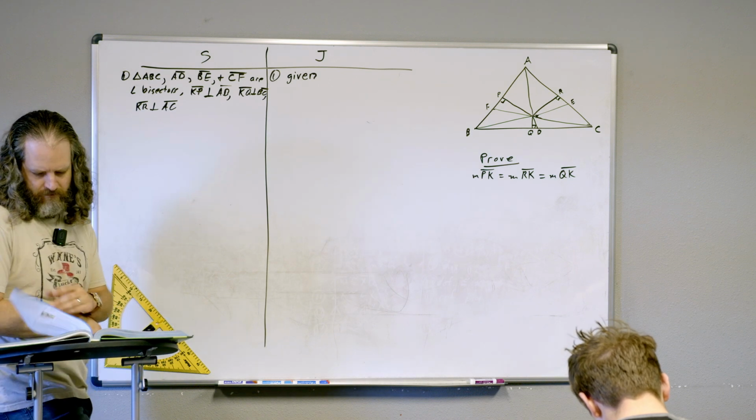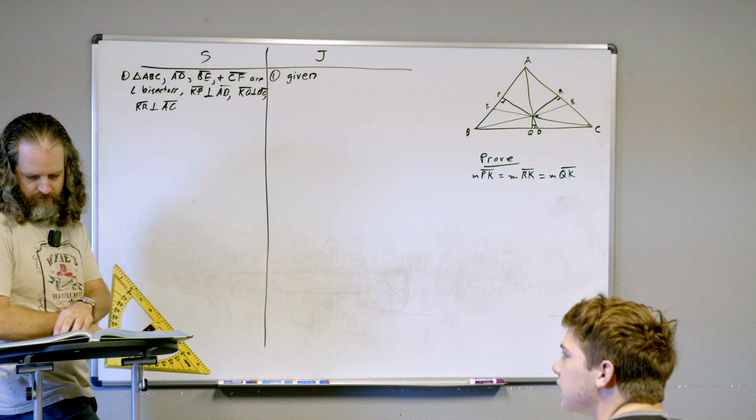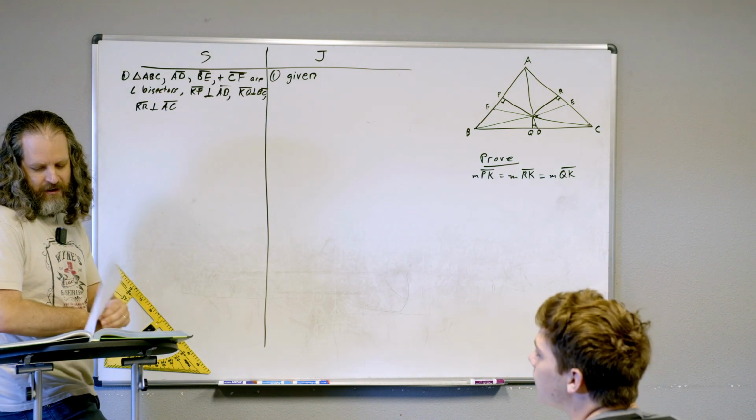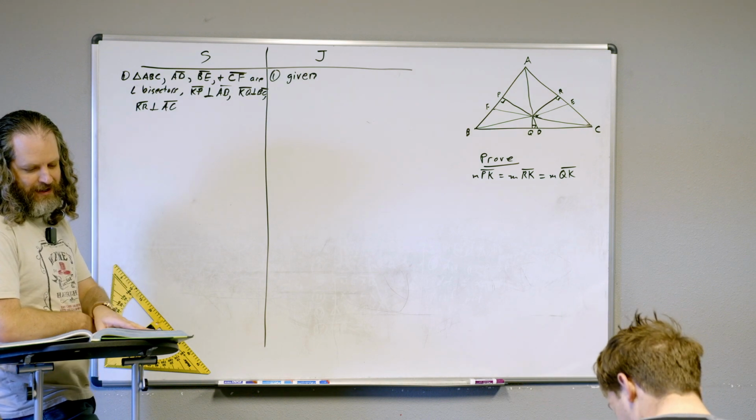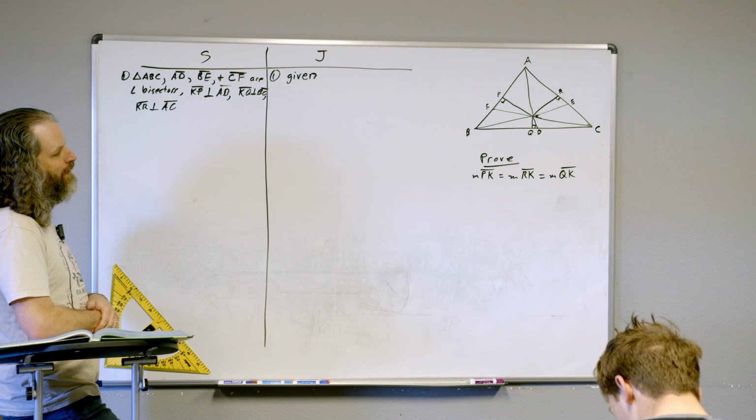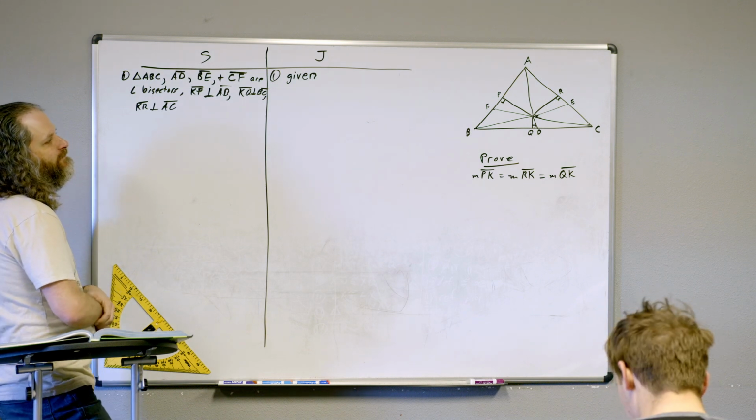Excuse me. Is that a thing? Parallel bisectors? Actually, no, there isn't. We didn't do that. They did use the other property about circumcenter.